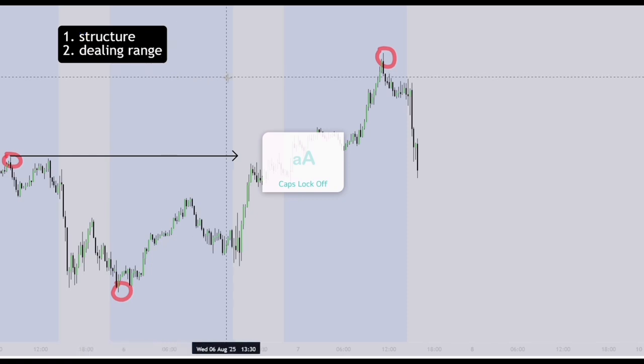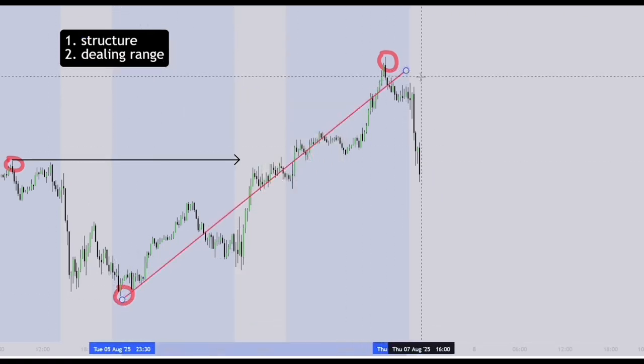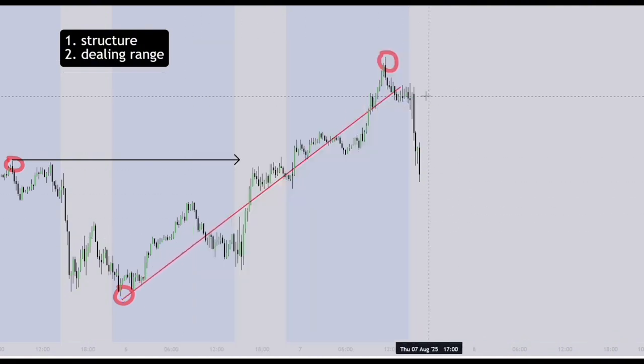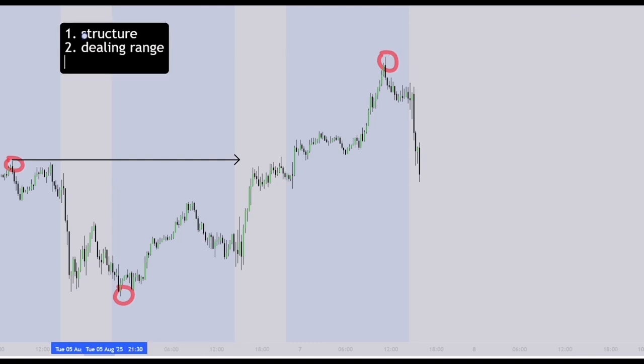So what is the dealing range? The dealing range is what I just showed you, right? It is the most recent low to the most recent high, just like that. Just from here to here. Most recent low to the most recent high, all right? What is step number three? Step number three is PD arrays.